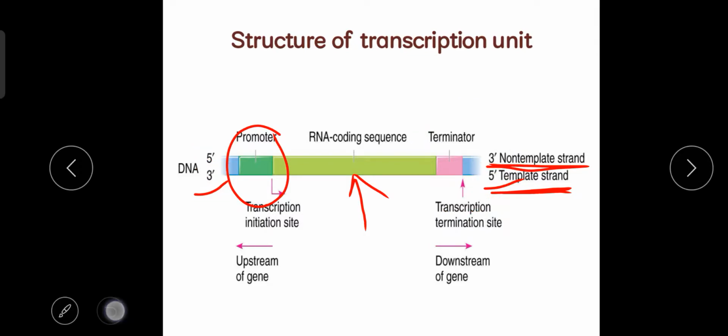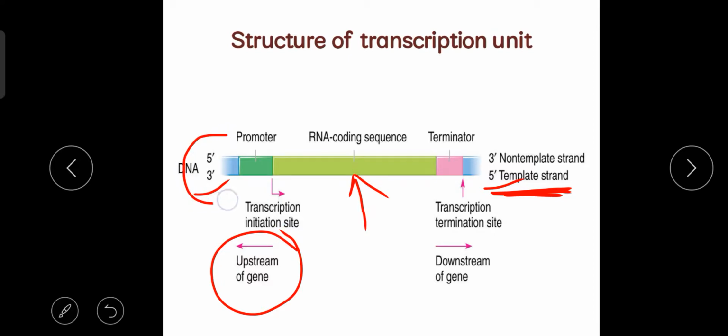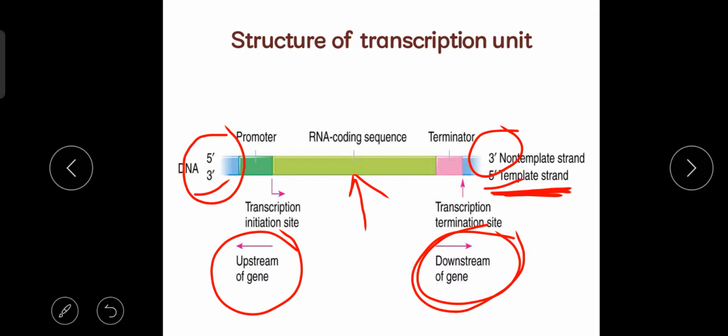Okay, and always remember, from this template strand only the RNA is formed, and the direction of the RNA will be this way, that means from 5' to 3', because the template strand's direction is from 3' to 5', and the new strand will be from 5' to 3'. So this is the structure of the transcription unit. And here see, what is upstream of the gene? Upstream of the gene means the 5' end of the coding strand, and downstream of the gene means the 3' end of the coding strand. Coding strand, not the template strand. That is where the promoter and the terminator are present.